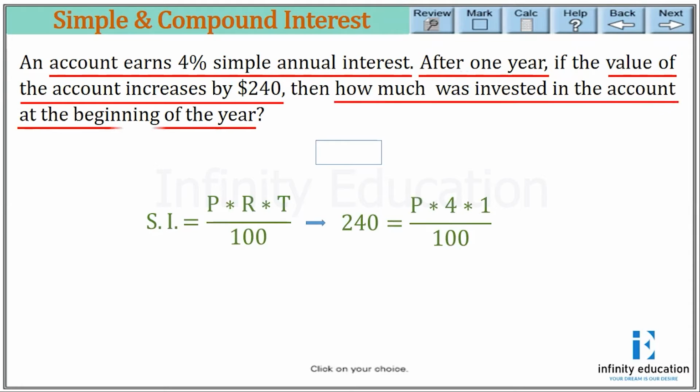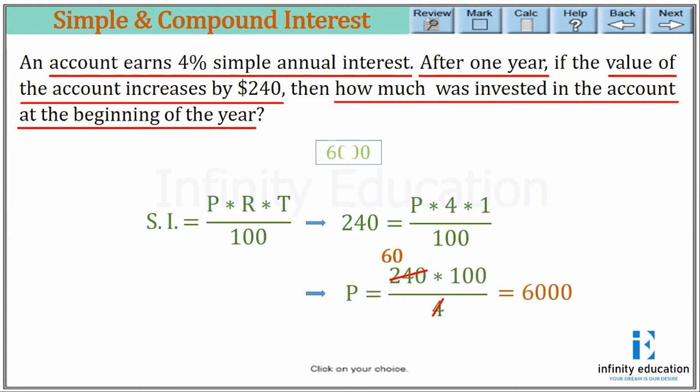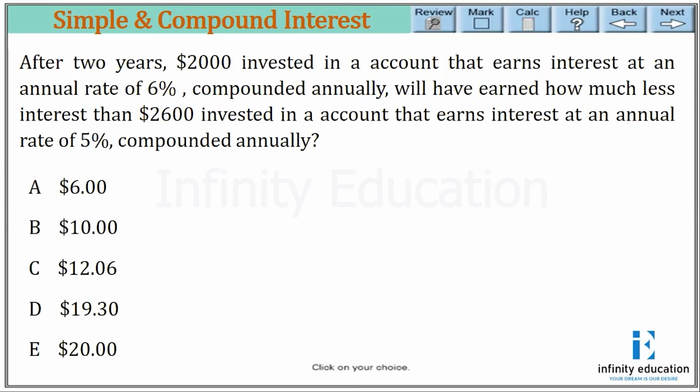Now if we do the calculation, because the question is asking how much was invested at the beginning of the year, we are looking for the value of P. So P equals 240 into 100 by 4, and we get P as 6,000. So if you put 6,000 in an account with 4% annual interest, at the end of 1 year you will get 240 as the interest. I hope the question is clear. Now let's do one more example.